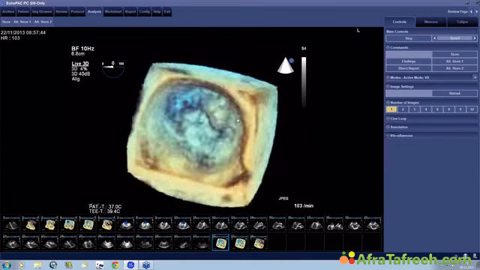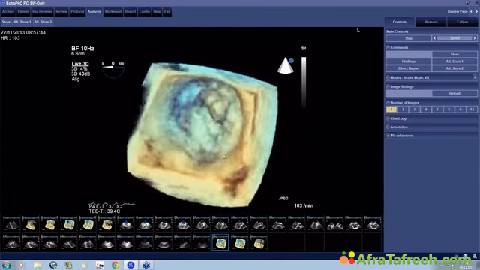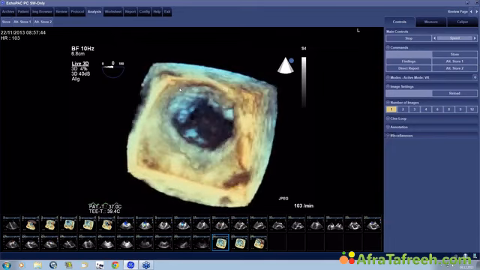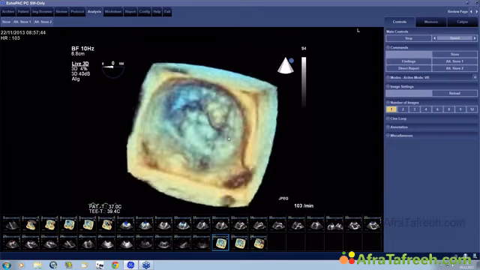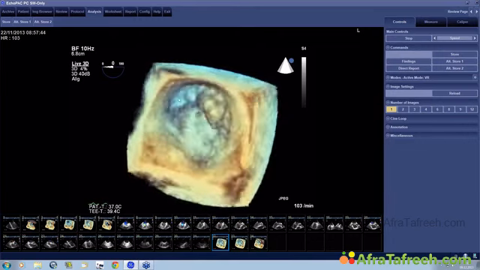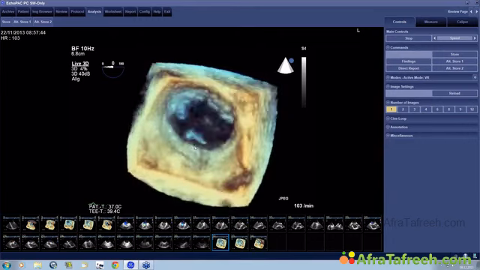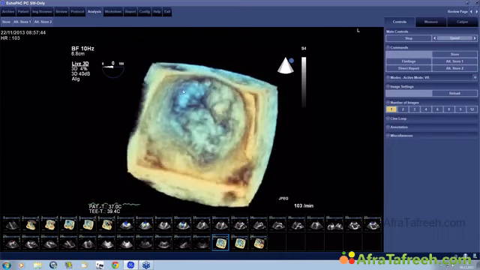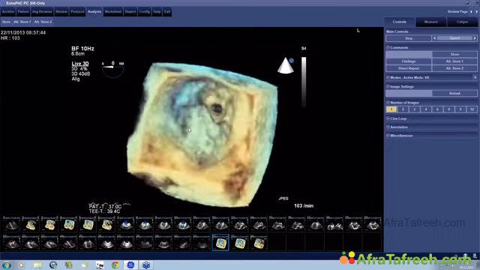Okay, so what do we see here? We see the mitral valve, and it's easy to discern the posterior leaflet, which is this leaflet here, and the anterior cusp. So these are the two leaflets, posterior and anterior.